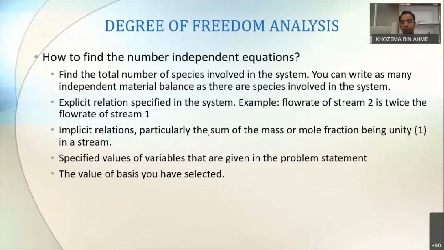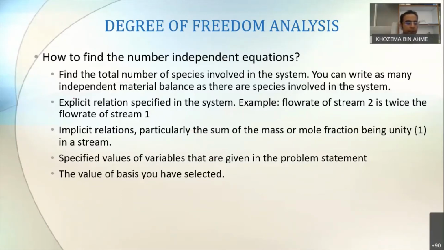Now, finding the number of unknowns is easy. You just find whatever unknown variables you have. When you label, you will see that, okay, I don't know the value of P, I don't know the value of WH2O, WNaOH, or all these things. That one is easy. But the difficult part is how to find the number of independent equations. So these are the steps.